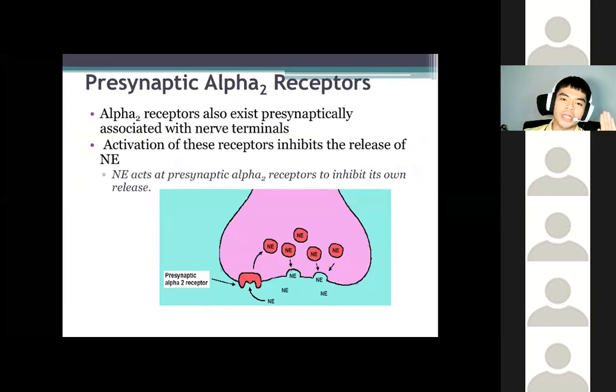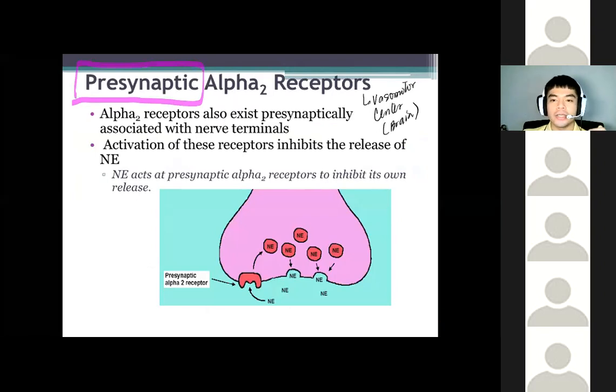Moving forward are the alpha-2 receptors, particularly presynaptic alpha-2. Actually, na-discuss ko na to. Once activated, ang presynaptic alpha-2 in the brain or in the CNS, by the way, ang specific area sa ating utak na may alpha-2 ay vasomotor center of the brain. Such activation would inhibit further release of norepinephrine.